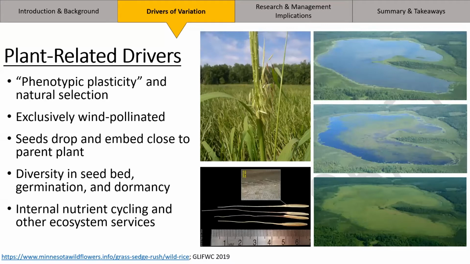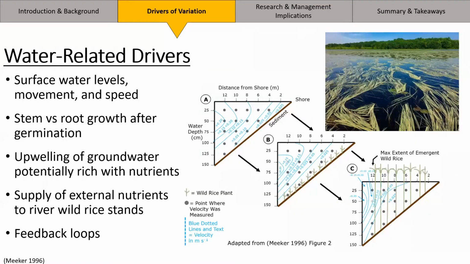This cycling benefits wild rice habitats by promoting diverse ecosystem functions year to year. Water plays a massive role in these variations. Surface water levels determine how far wild rice needs to grow its stems before it can reach the surface to start a greater rate of photosynthesis.